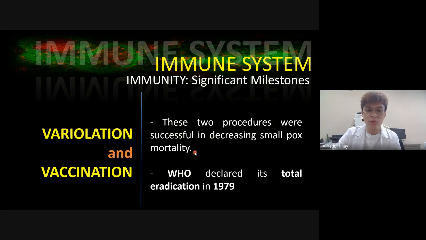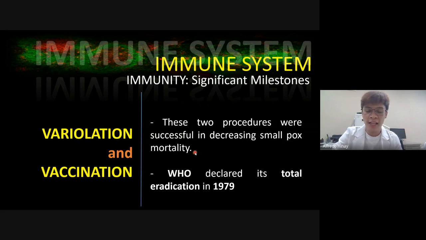I would like to check this one. Kasi bakit 1979 yung ano class? Class, I would like to clarify that one with my notes. Okay, so para hindi kayo malito class, in 1977 is the last case of smallpox, and then the WHO declared a total eradication at 1979.